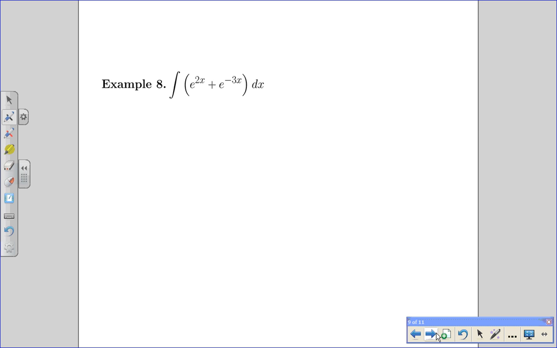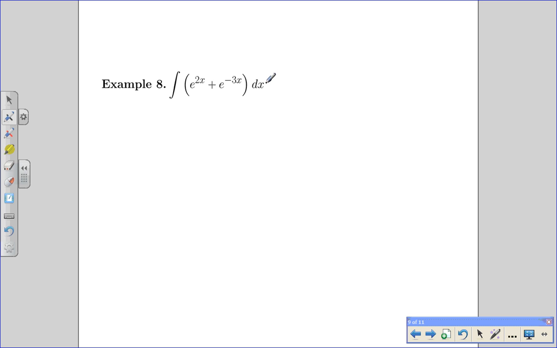Sometimes we have to use two different u's. In this case, we have two different integrals. We've got the integral of e to the 2x, and we have the integral of e to the minus 3x. So what I'm going to do is rewrite this so that I can do the two integrals separately.